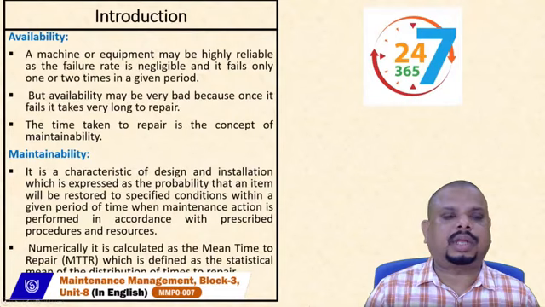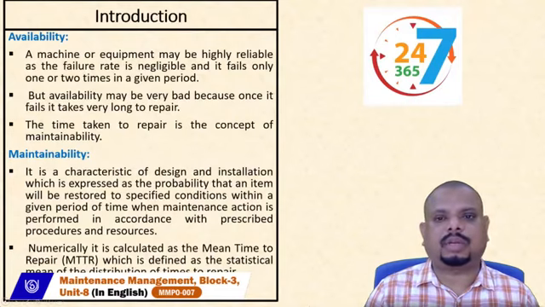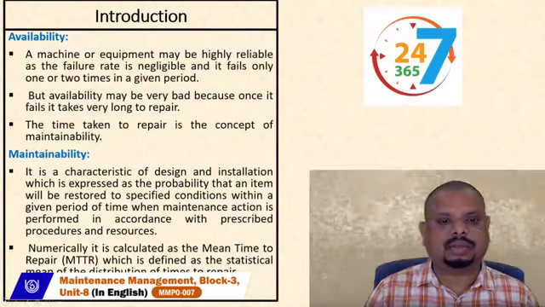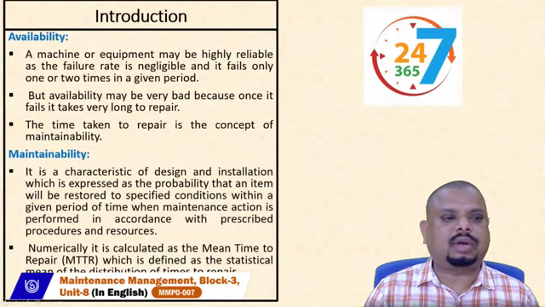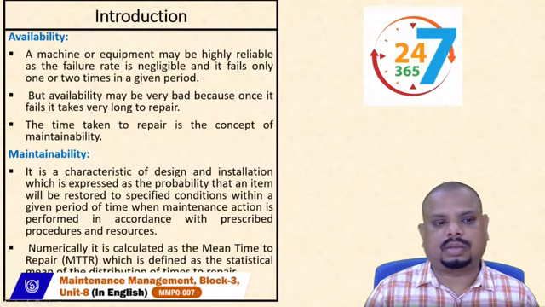Moving to the next one, the next fundamental concept is availability. A machine or equipment may be highly reliable, as the failure rate is negligible. It fails only one or two times in a given period. But its availability may be very bad, because once it fails, it takes very long to repair. So the time taken to repair, the concept of maintainability, affects availability.